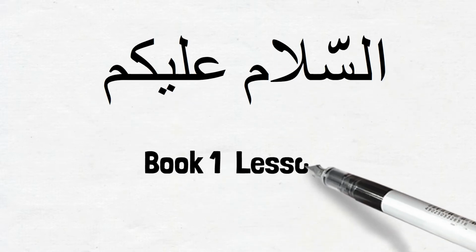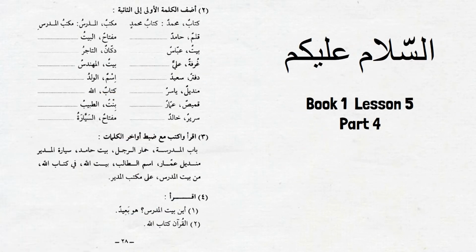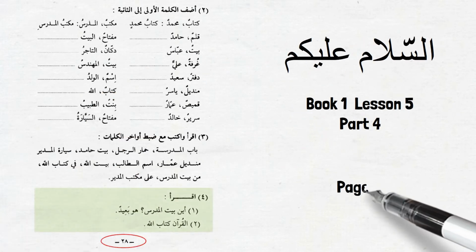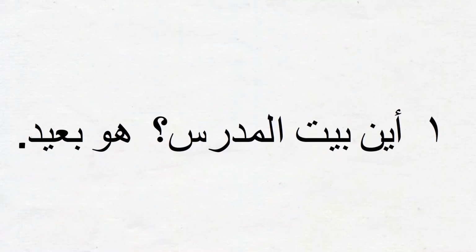We are in Book 1, Lesson 5 and Part 4. Today we will go through the exercise 4 starting on page 28. Here we need to read the sentences correctly. We will also try to identify the major parts of the Ismiya and Fi'liya sentences. Feel free to pause the video if you would like to attempt to read them on your own first, okay? Let's start. The first one.